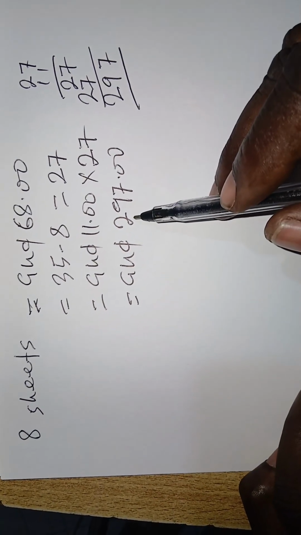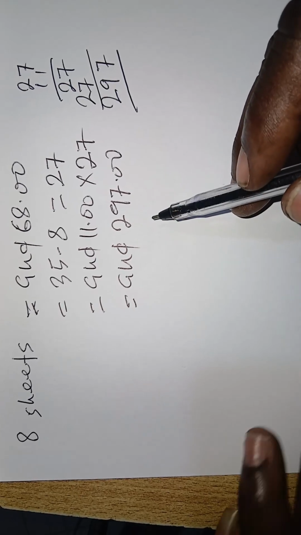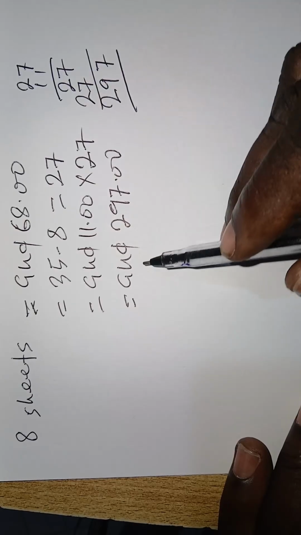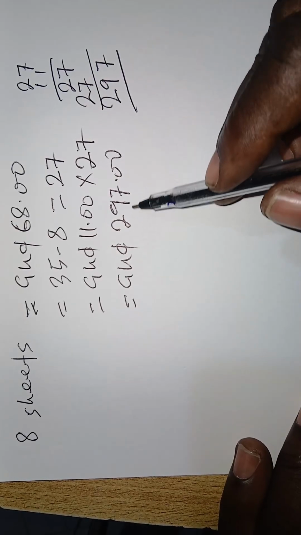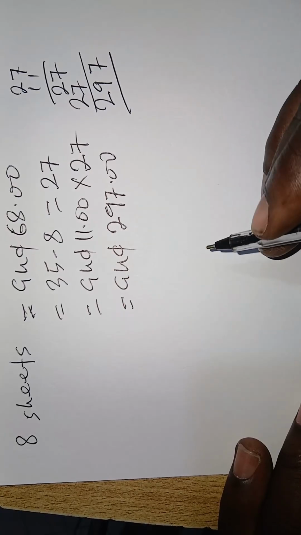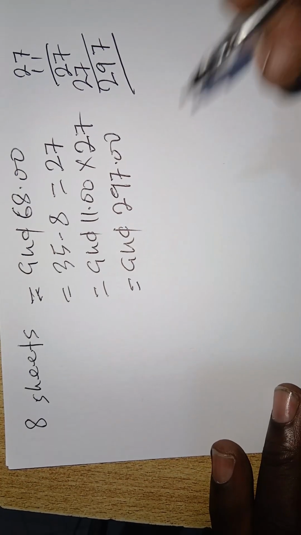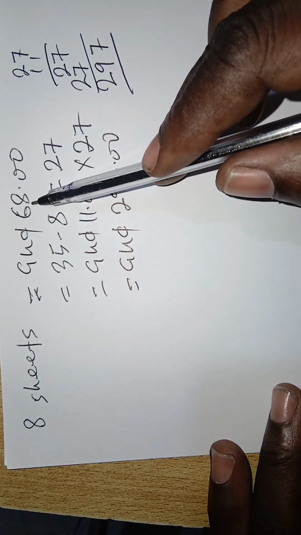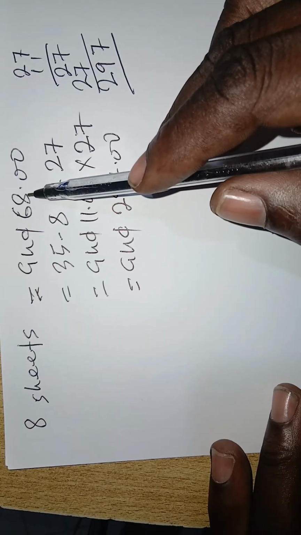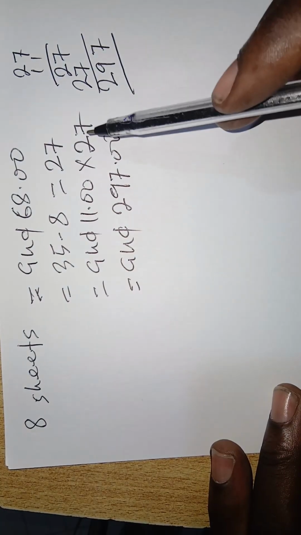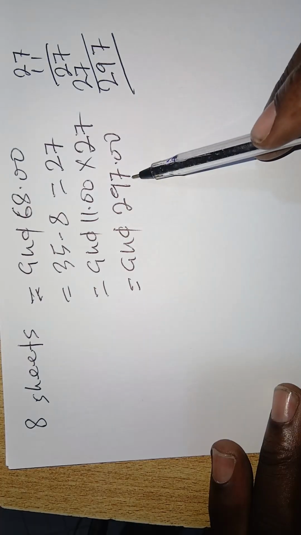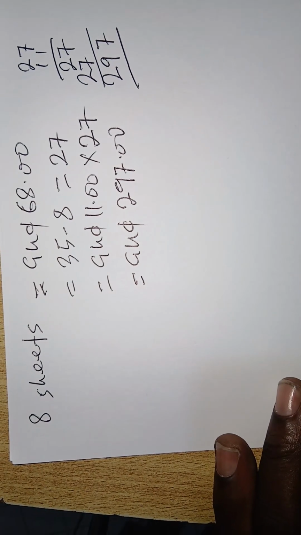So you now add your Ghana cedis to it. Good. So this is the amount when she started charging 11 Ghana cedis. But we were asked to find the amount earned. But already she earned some 68 Ghana cedis. So we now add the 68 to this amount. 8 sheets were typed for 68 cedis. 27 sheets were typed for 11 cedis, and we calculated the final amount to be 297.